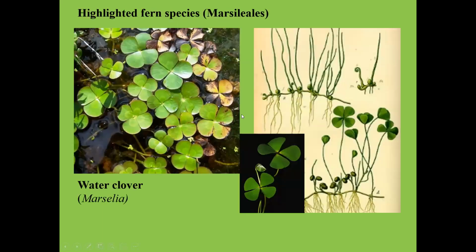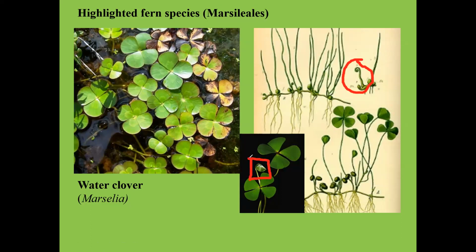Here is an example of a member of Marsileales. This is water clover. You can see it does look like a four-leaf clover, right? If you were to see this growing somewhere, you might think, oh my gosh, it's a four-leaf clover, right? Yeah, it's actually a fern. If you saw this growing, you probably would think to yourself, that doesn't look like a fern to me, Rebecca. True, but look at this dead giveaway, right? Fiddlehead. So we know it has to be a fern because only ferns have fiddleheads.